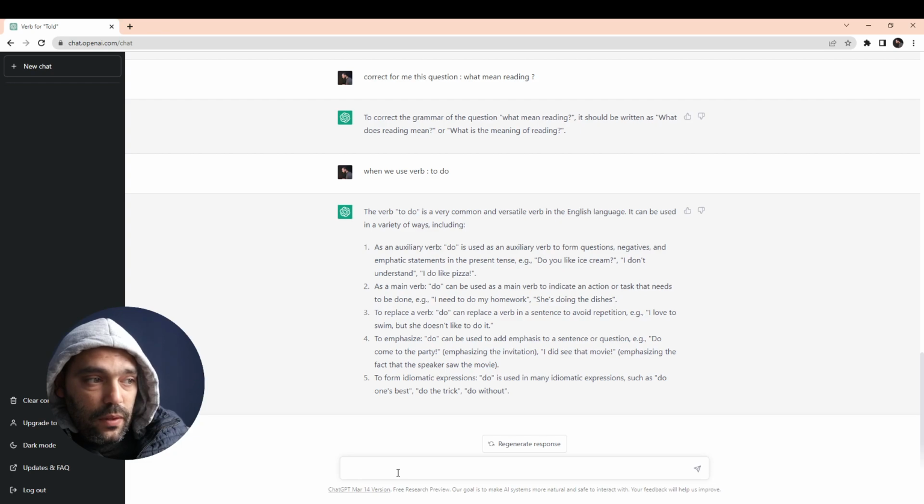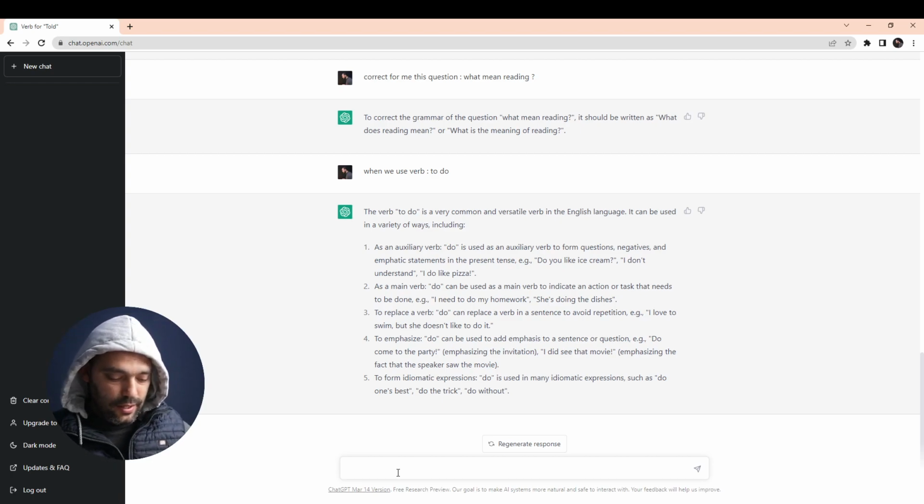Fifth, to form idiomatic expressions. Do is used in many idiomatic expressions such as do one's best, or do the trick, or do without. I struggle with the reading now.